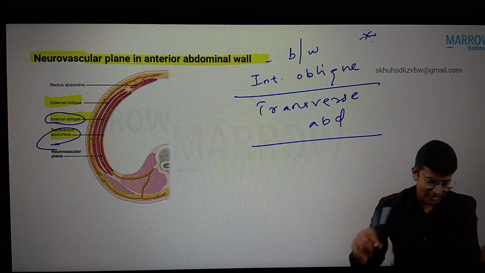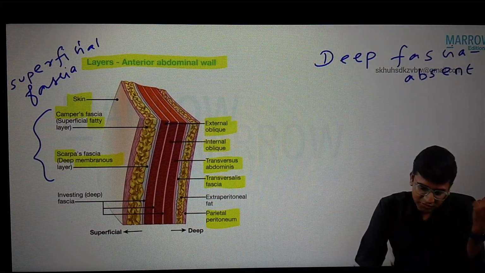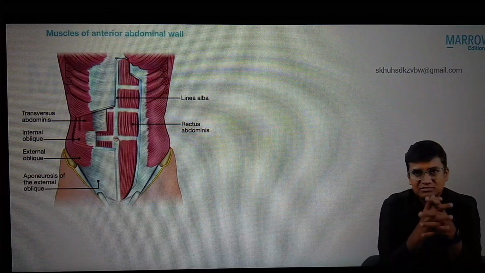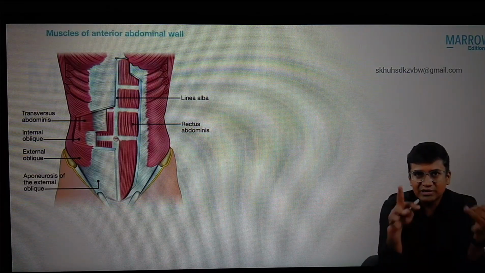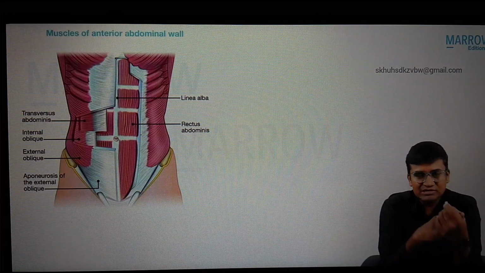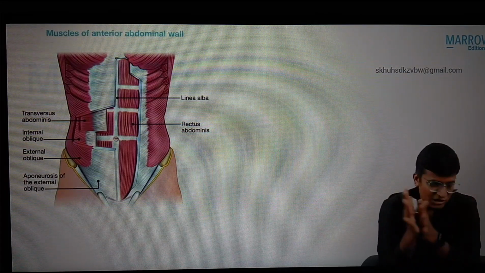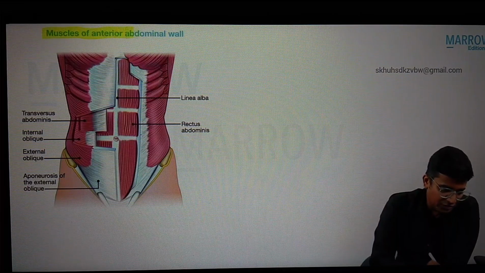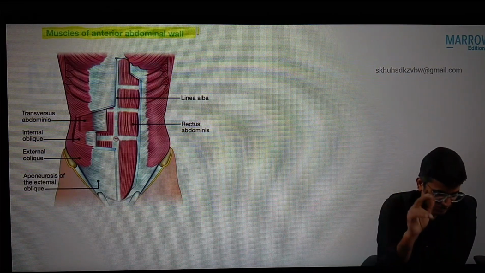Clear? Right. Now, next. In the exams, you have to know the actions of these muscles. That is more than sufficient. They're not asking the origin and insertion for external oblique, internal oblique, and the transverse abdominis. Just know the muscle actions. So, no need to know the origin and insertion for these oblique muscles and the transverse abdominis muscle.